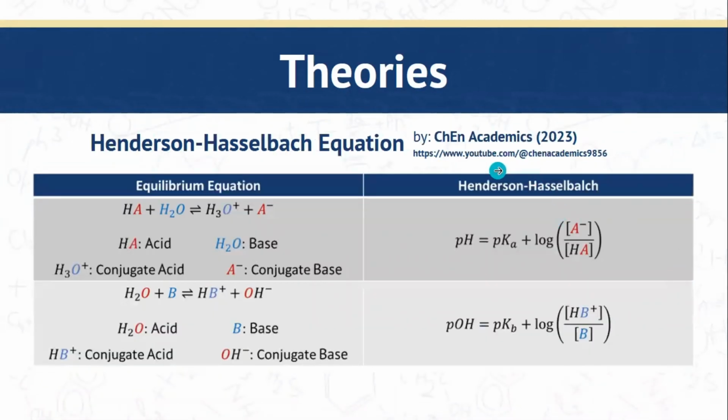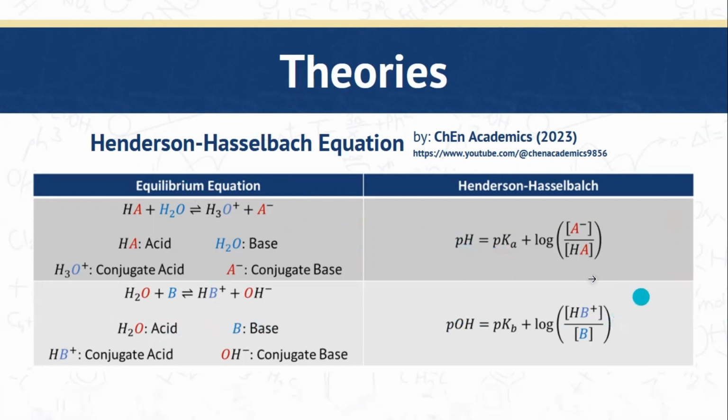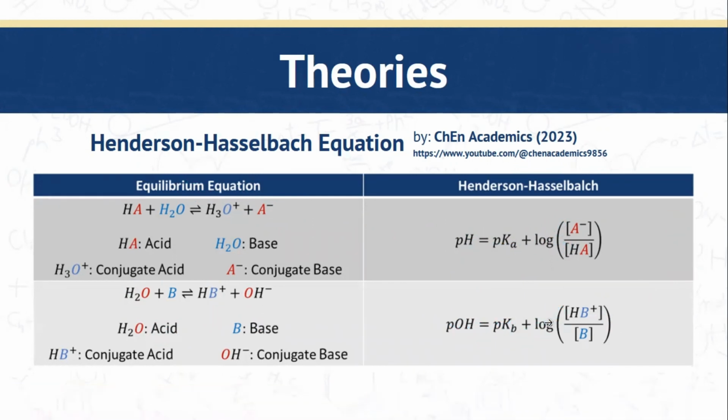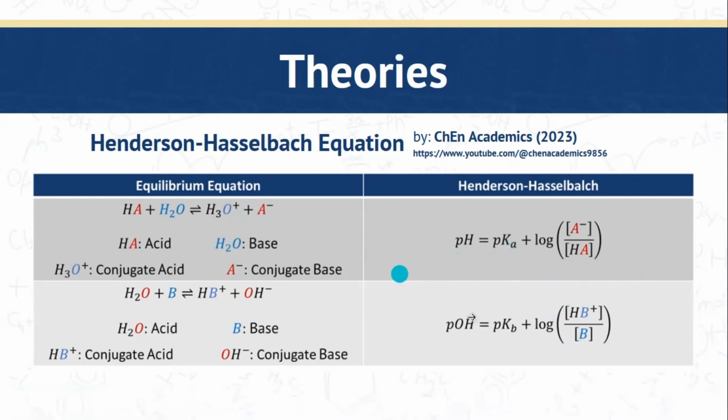So this is the summary of the Henderson-Hasselbalch equation. Given the weak acid and its conjugate base, and given the base and its resulting conjugate acid, these are the forms of the Henderson-Hasselbalch equation. Notice that pH is equal to pKa plus the log of the conjugate base divided by the acid. The pOH is equal to the pKb plus the log of the conjugate acid divided by the base. And these are the two forms to take note of for the Henderson-Hasselbalch equation.